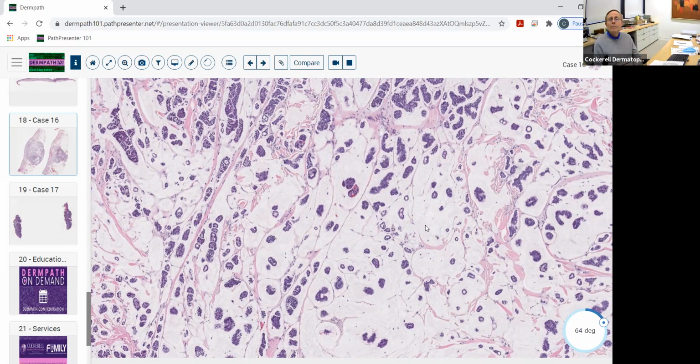If it's been present for many, many months, years, maybe it's a man, there's no history of any kind of underlying cancer, and then you biopsy this and it comes back as mucinous carcinoma, then you can feel pretty well assured that you're dealing with a primary lesion.